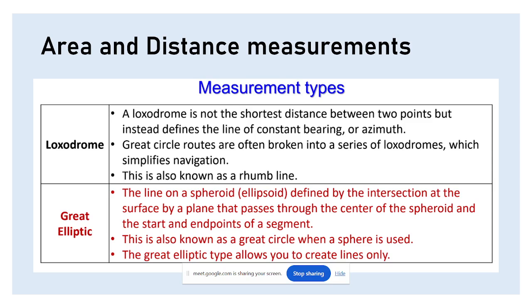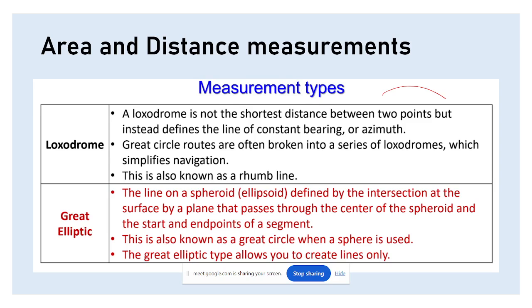Then another type is the loxodrome and the great elliptic method. A loxodrome is not the shortest distance, because with the geodesic we were considering the shortest distance. But the loxodrome is not the shortest distance between two points, but instead defines the line of constant bearing or azimuth. So what happens is, instead of going through a curve, it is in a straight line. Such distances are used mainly for aircraft, or even for missiles, where we use this loxodrome.